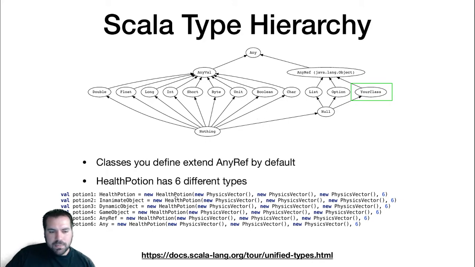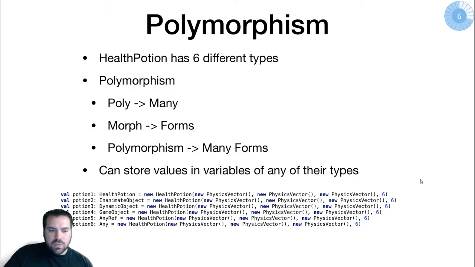So when we create a new HealthPotion, it is an InanimateObject, it is a DynamicObject, it is a GameObject, it is an AnyRef, it is an Any. So we can store objects or references to objects of type HealthPotion in variables of any of those 6 types. All of this compiles, everything works, and we can use all these variables of these types to store health potions. There's one thing that we lose with this.